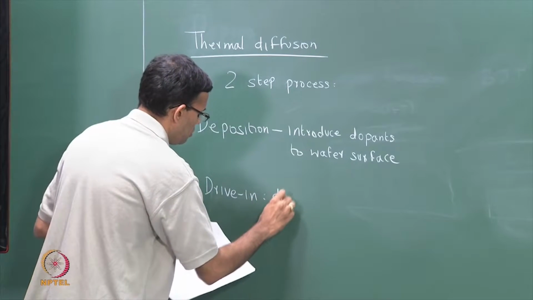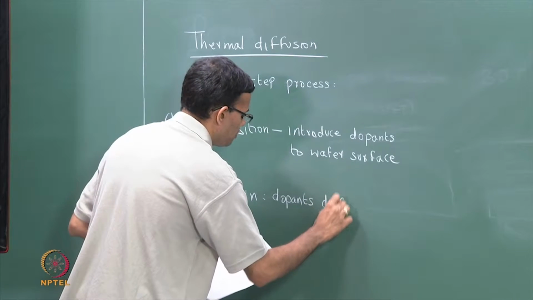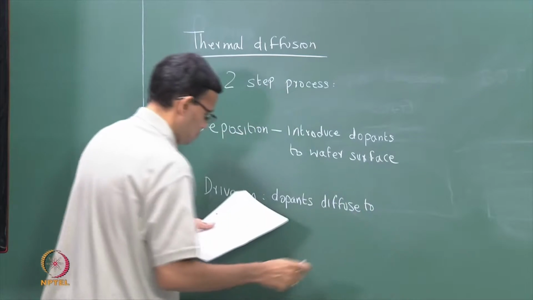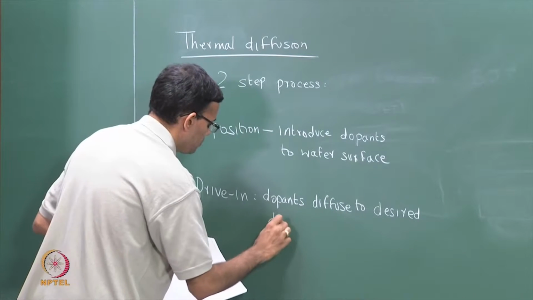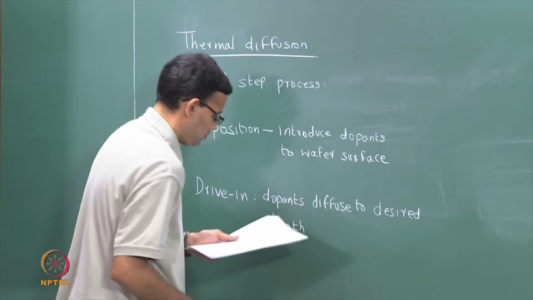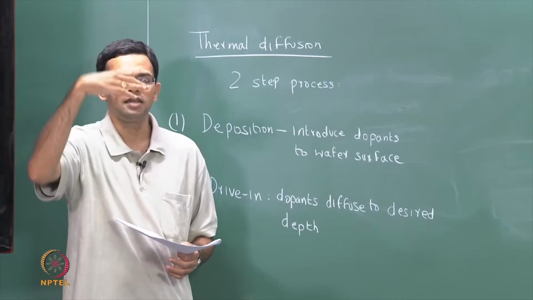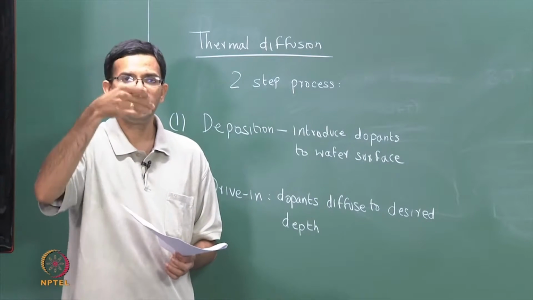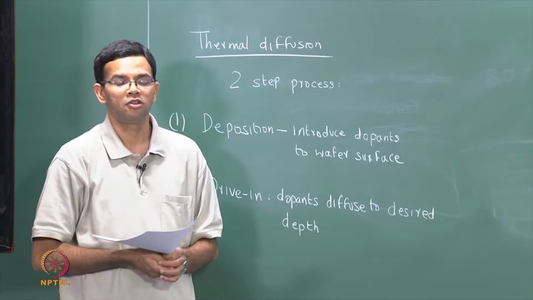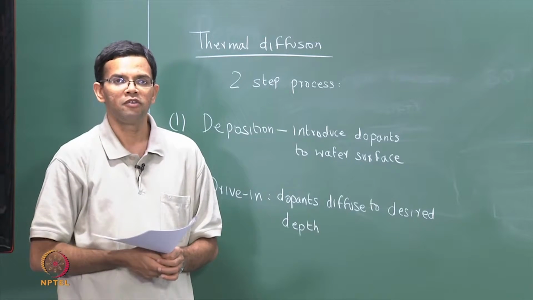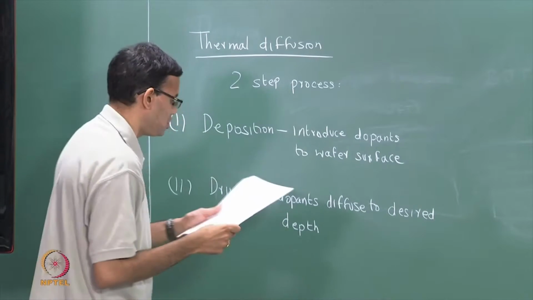So here the dopants diffuse to specific depths, or I will say a better word would be to the desired depth. So if you think about a wafer and a surface with dopant atoms on the surface, diffusion usually is isotropic, which means you not only have vertical diffusion into the material, but you also have sideways diffusion as well.